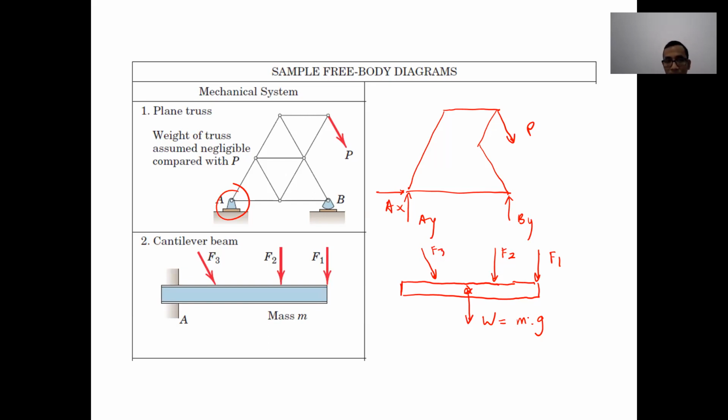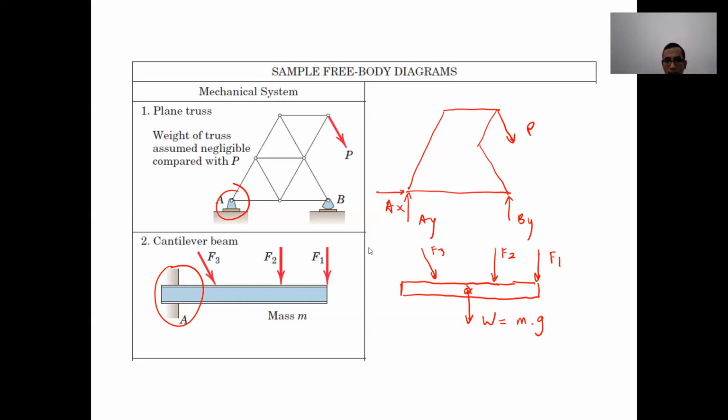What else? What kind of support here? What kind of support do we have there? I'm not really sure. You're sure? Just now I already explained it, Benedictus. It's a built-in or fixed support.